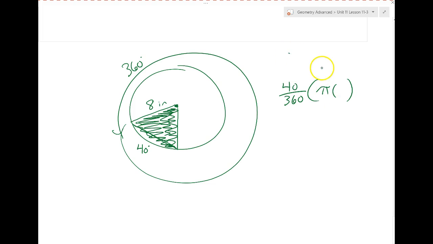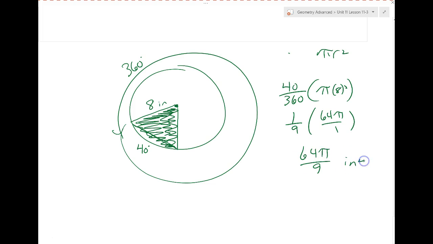I should have put pi r squared here first. Hold on, I'm going to do it here. So we're going to put 8 squared, right? So that's going to be 1/9 times 64 pi, so 64 pi over 9. Label that because it's area: square inches. So I just need to find the fraction of my circle, and we've got a tool now to do that. That's really easy: the degree measure of your arc, or the degree measure of the central angle. It's the same thing.